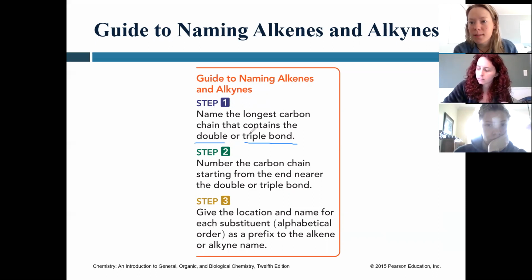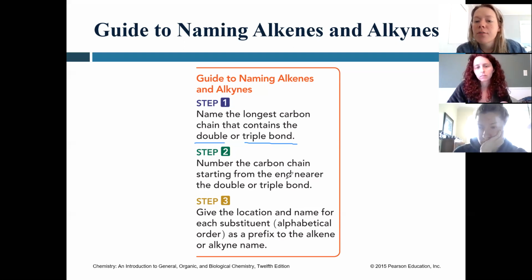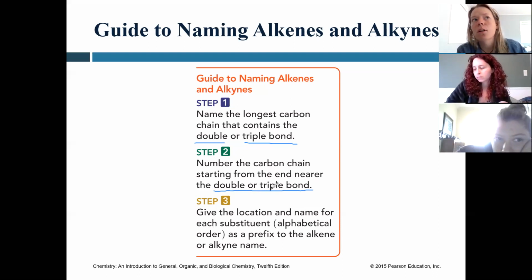Are there things that are more important than double and triple bonds? Oh yeah, there are all these other functional groups that take precedence, and you would number off of those versus the double and the triple, but we're not there yet. So number the carbon atom chain starting from the end nearest the double or the triple bond, again, because they take precedence over the accessories. So if you are like, well, I could number it the other way to get a lower number for my fluoro or chloro or methyl group, you don't do it. You always want to put the double and the triple at the lowest carbon. Give the location and the name for each substituent after that as a prefix to the alkene or alkyne.